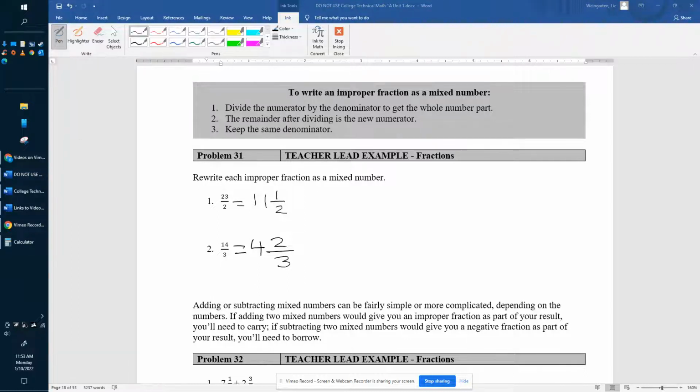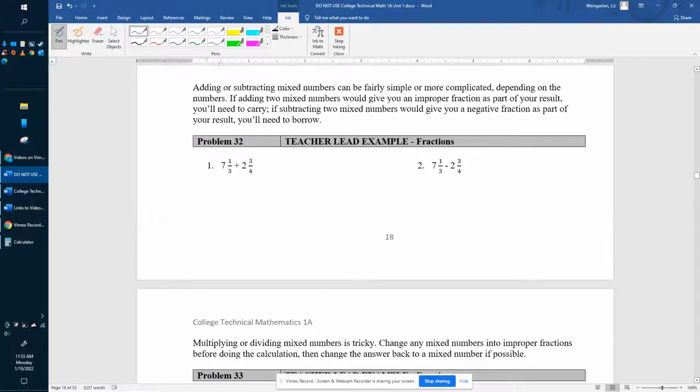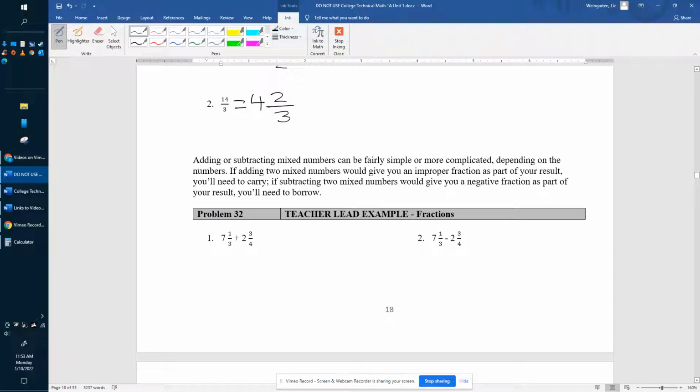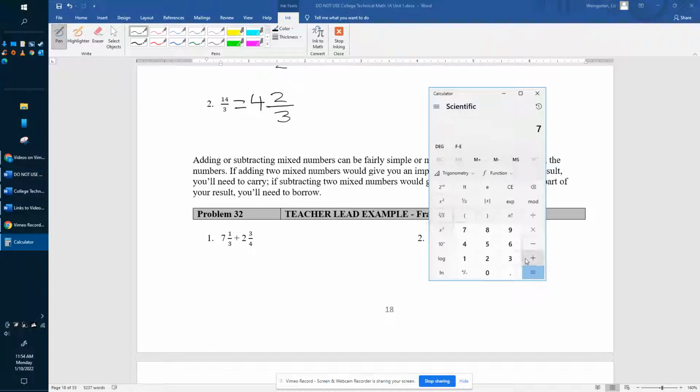Let's keep plugging away at this. So we're going to look at adding and subtracting mixed numbers. It is much easier to add and subtract improper fractions than it is mixed numbers. So I'm going to turn these into improper fractions before I do anything. So I have 7 times 3, 21, plus 1 is going to give us 22 thirds for our first number.